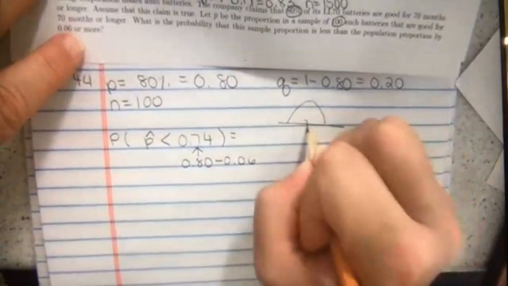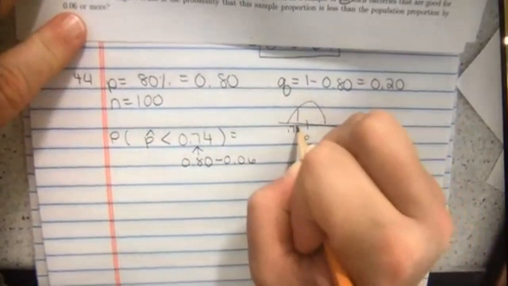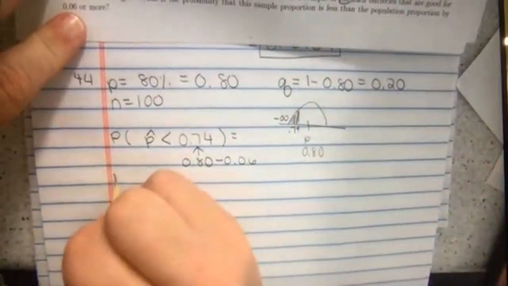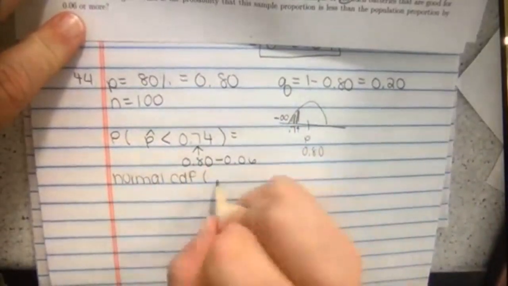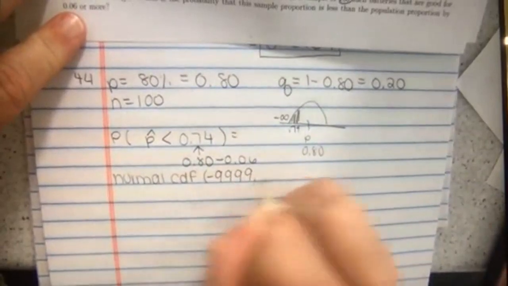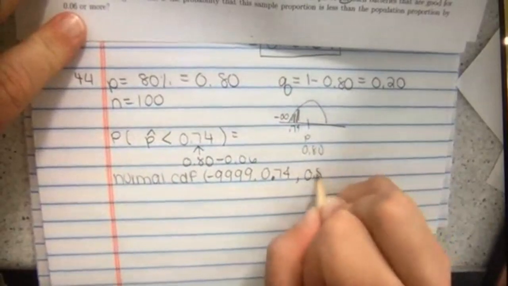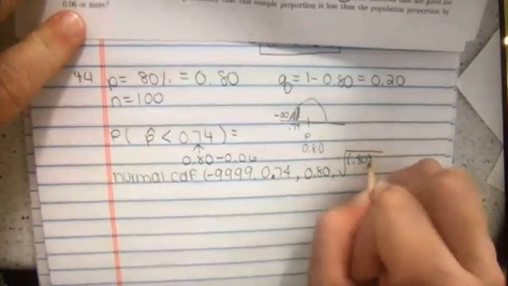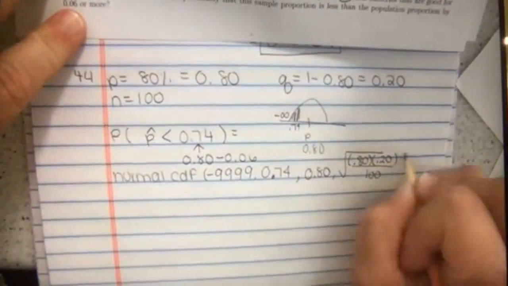So we have our graph. If you want to do your graph, in the middle is your p-value, which is 0.80. Here's 0.74. And we're talking about everything less than that, so it's going on forever towards negative infinity. So we have normal CDF. Our lower limit is negative infinity, so negative 99999. Our upper limit is 0.74. Our mean is our p-value, which is 0.80. And our standard deviation is the square root of p, which is 0.80, times q, which is 0.20, divided by n, which is 100.